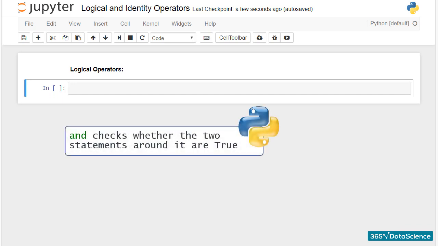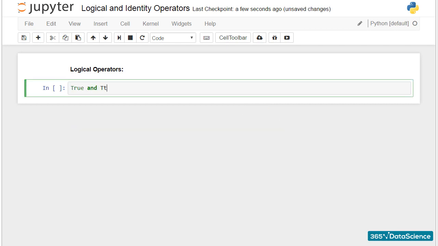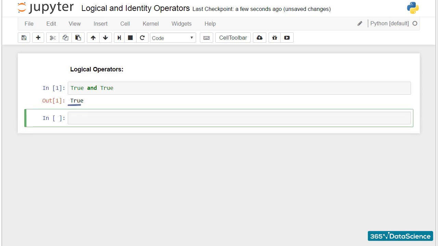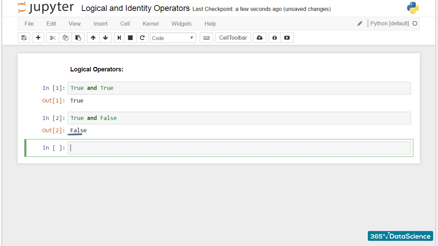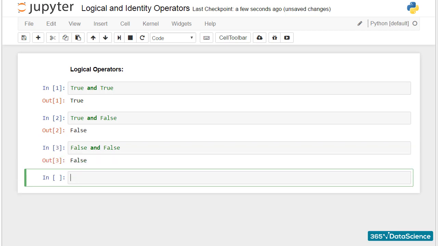AND checks whether the two statements around it are true. Let's use only the Boolean values true and false for now. True and true will result in true, while true and false gives an answer, false. False and false will naturally bring us to false. Okay.